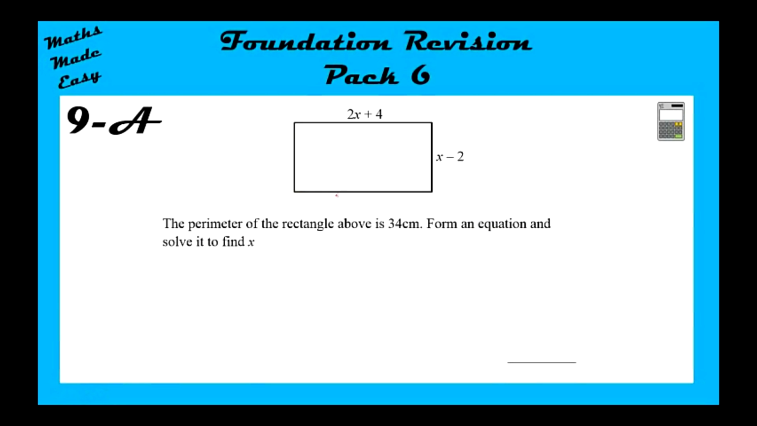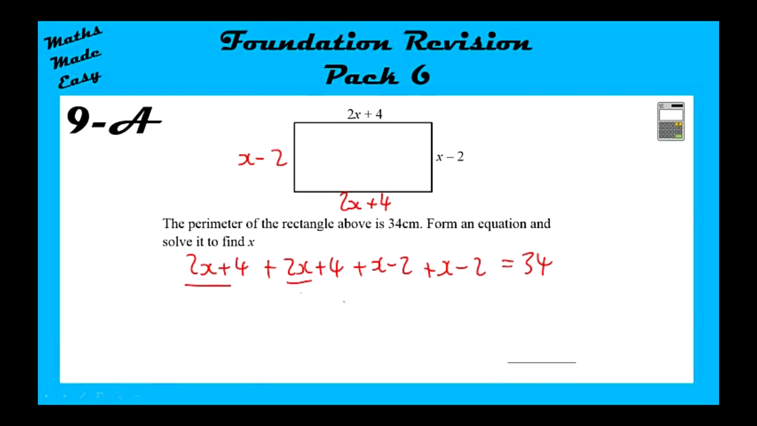Question 9a, the perimeter of the rectangle above is 34, form an equation and solve it. So we've got 2x plus 4 on the bottom because the top and bottom must be the same length, and on the left we must have x minus 2. So all of those make up the perimeter. If we add those up, 2x plus 4 plus another 2x plus 4 plus x minus 2 plus x minus 2, all of that must make the perimeter 34.